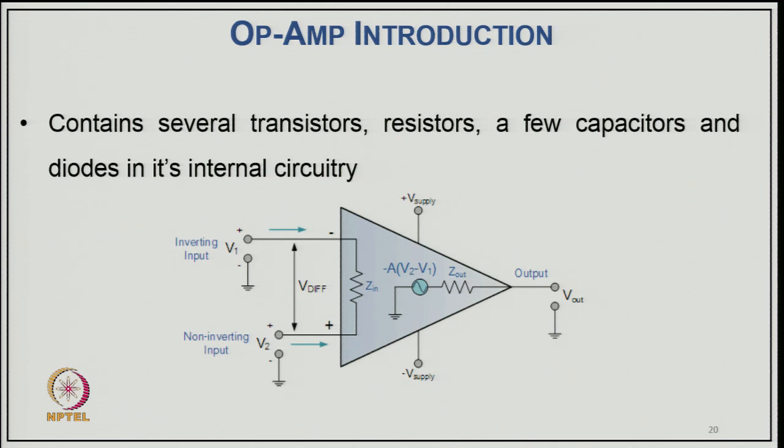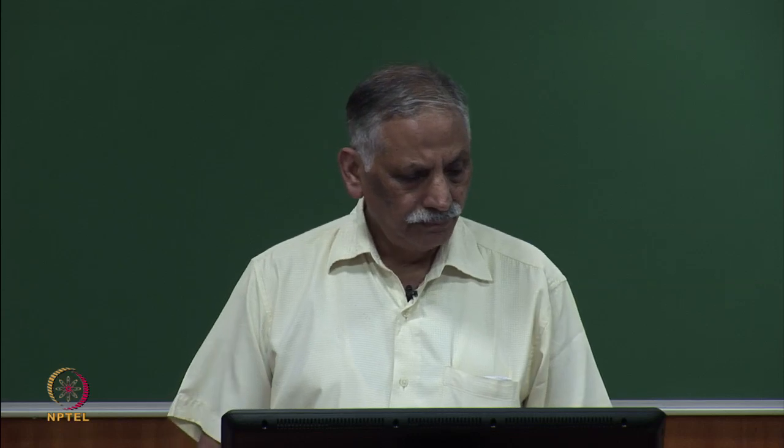Then internally the difference of the input signal is amplified with the gain A, and of course, it passes through the output impedance to go to the output. Ideally, Z out should be 0, otherwise your signal will certainly be affected by loading. So, we say the input impedance will be infinite, the output impedance will be 0, and the gain should be infinite, but of course, in a practical system all these are finite.